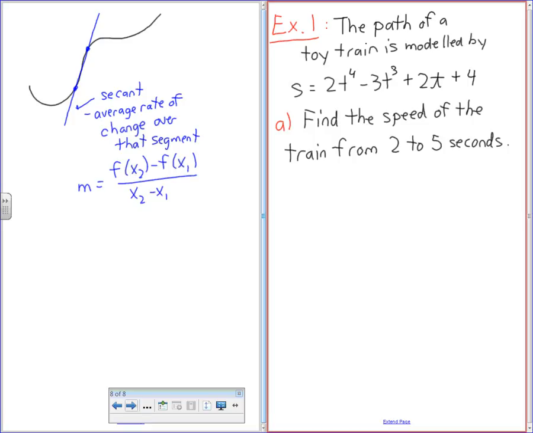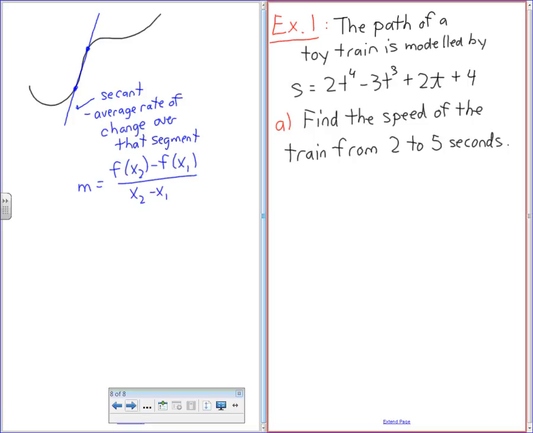So we have a messy quartic function there, and I want to find the average speed. Somebody said speed is distance over time, physics means, right? So the distance in this case is equal to s, and your time is going to be t. So we're going to use the same equation we're going to do here.